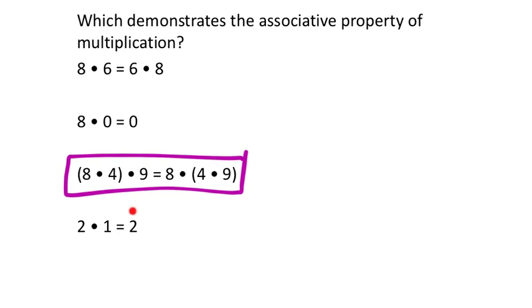And just to look at this last one, this is the identity property of multiplication because it's multiplied by 1. And so if you wanted to, you could make that a phantom 1 if you'd like.